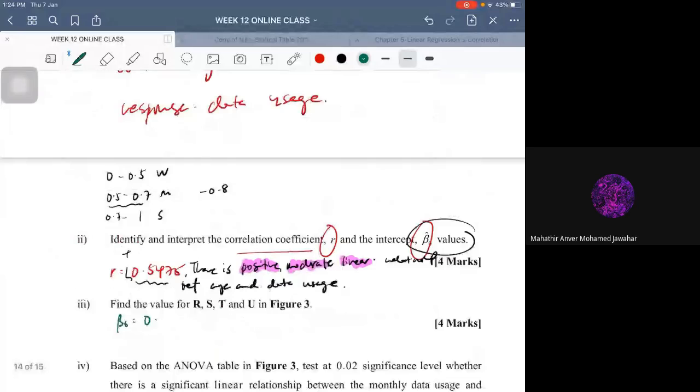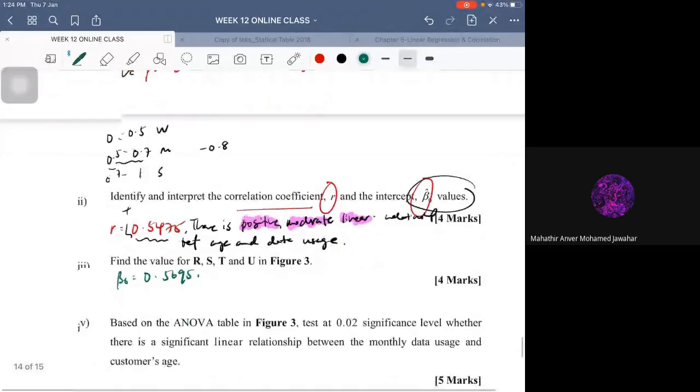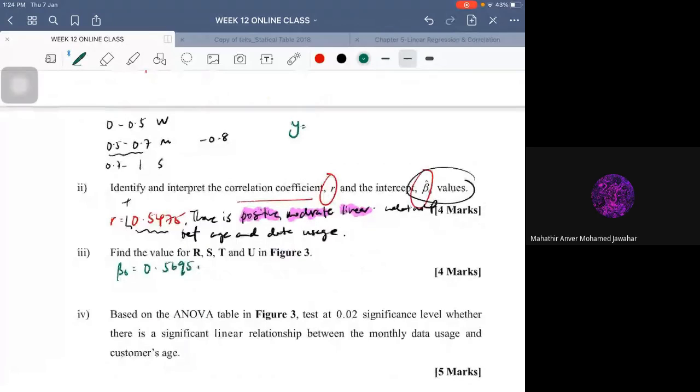Okay. So how do you interpret the value of beta naught? What is beta naught? We know that beta naught is the intercept. So y equals mx plus c. We have y equals beta 1 x plus beta naught. So basically it's the y-intercept. So what is actually the y-intercept? The y-intercept is the value of y when what? When x equals 0. Exactly.